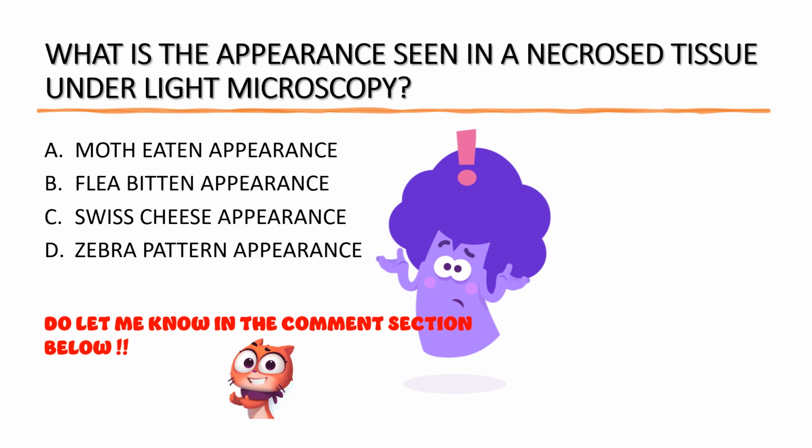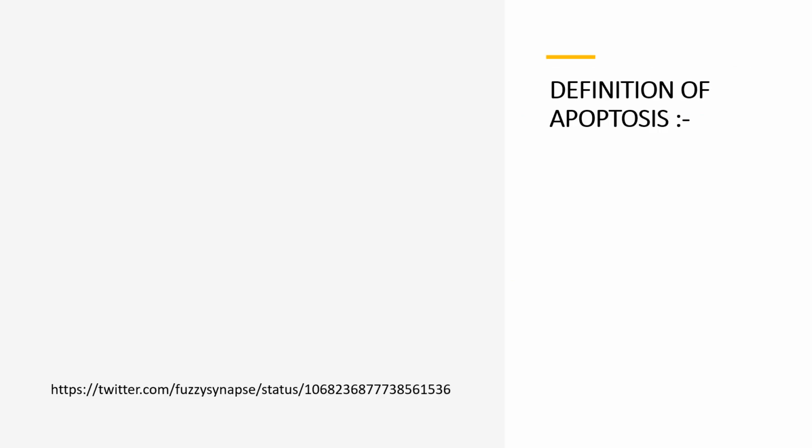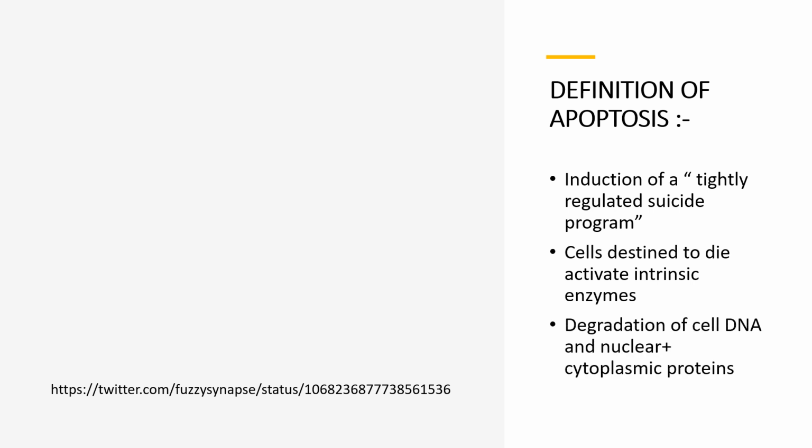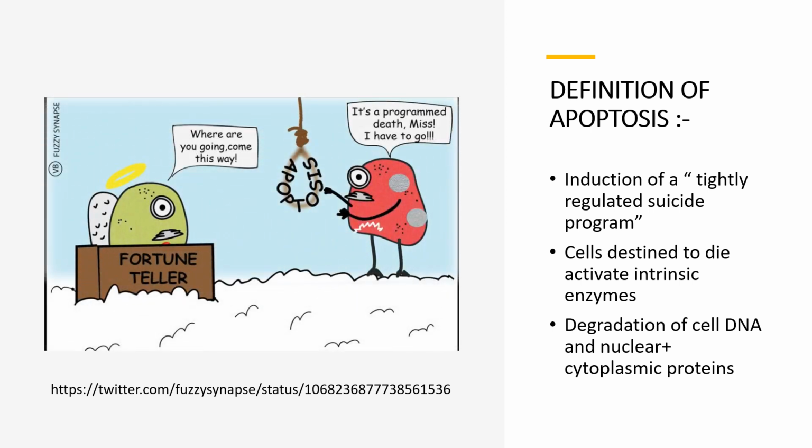So moving on to our topic, apoptosis. So, how do you define apoptosis? Apoptosis is defined as the induction of a tightly regulated suicide program where the cells destined to die, they activate intrinsic enzymes that degrade the cell's DNA as well as nuclear and the cytoplasmic proteins. It is a complex definition, but our job is to break it down and make it simpler. So come, let's see how it can be made simpler.